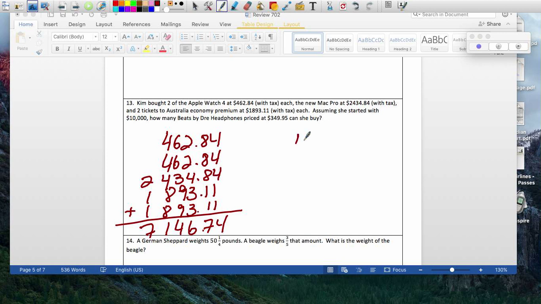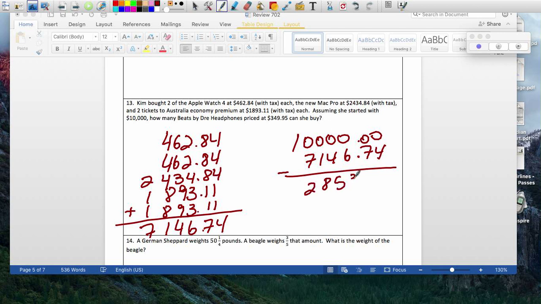Right, so if you subtract that from 10,000, we're going to have a leftover of 2,853.26. And we can definitely buy some headphones here, which, by the way, you get for free if you buy a MacBook Pro or MacBook Air. They just throw one in for free for whatever reason.